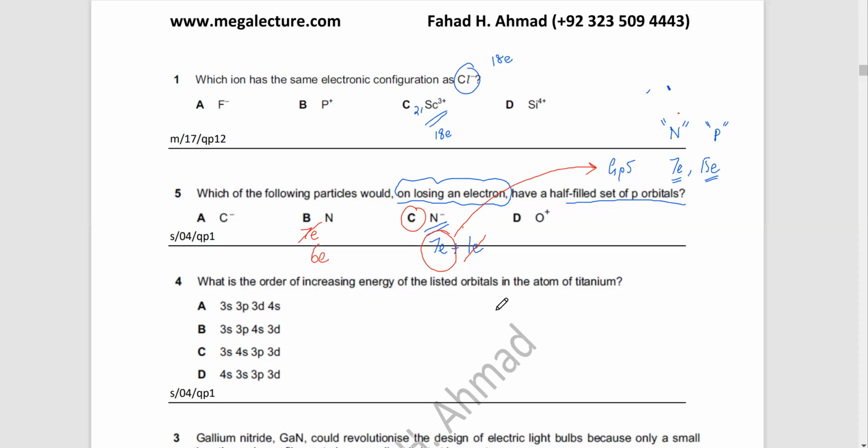So the next one is, what is the order of increasing energy of the listed orbitals in the atom of titanium? TK, for this, remember, this is a very old question. But the new examiner report also pretty much states the same thing. I've already told you that the 4s must be kept on the outside. The 4 shell is the higher energy shell. So the answer to this order of increasing energy level is going to be this one.